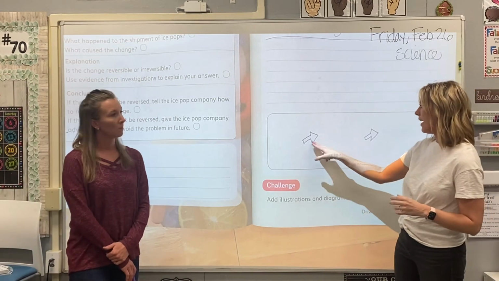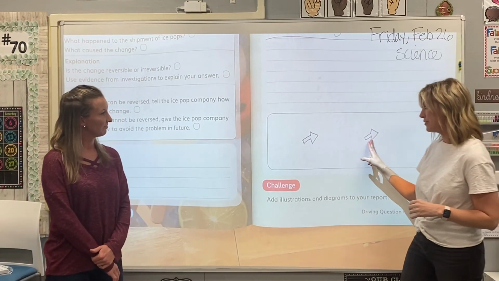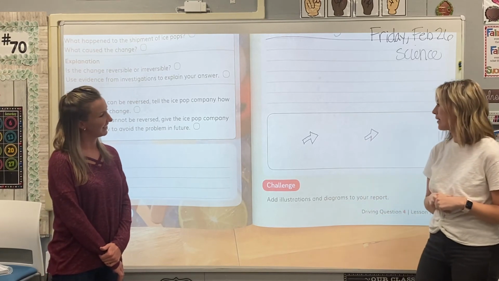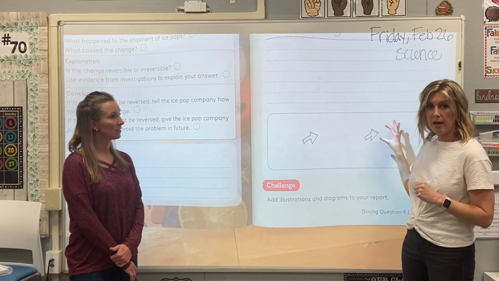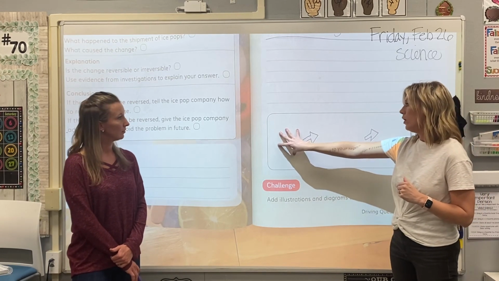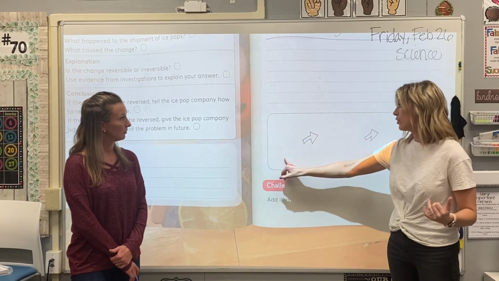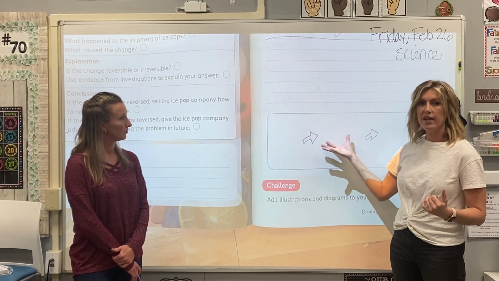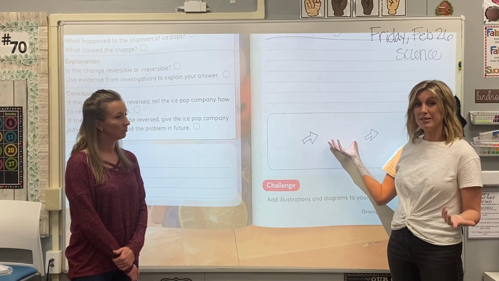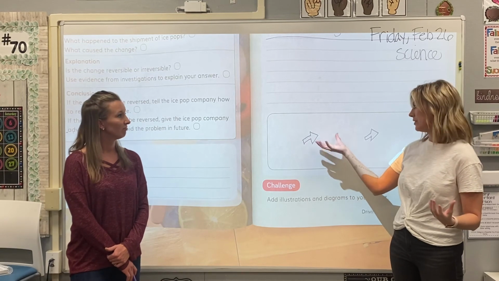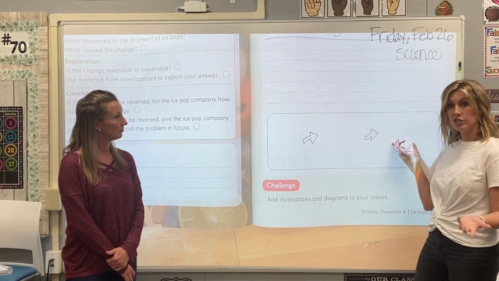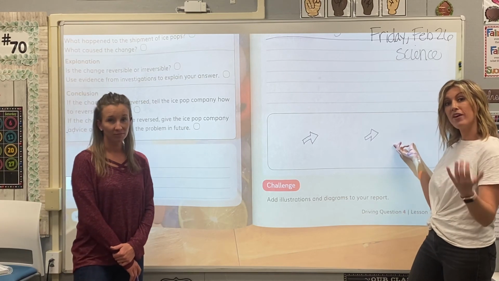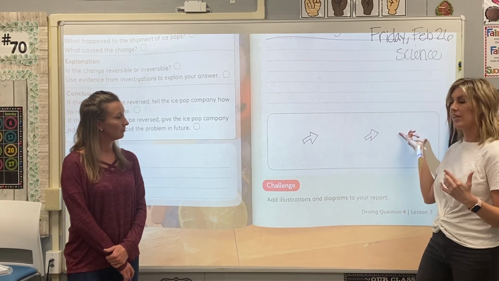Now, at the very, very bottom here, your challenge is to add illustrations or diagrams to a report. We've already added these cool 3D looking arrows here. Well, 2D, but they look cool. I like them. Thanks. And the reason we did those is because maybe you want to do a step-by-step process. So what did they look like when they were first made? Maybe they were nice, frozen, cold pops. And then when they arrived, they were melted and they were watery and liquidy. What did they look like? You could do that here. And then maybe after the change that you guys suggested to them, the advice you gave, what would they look like again at the end?